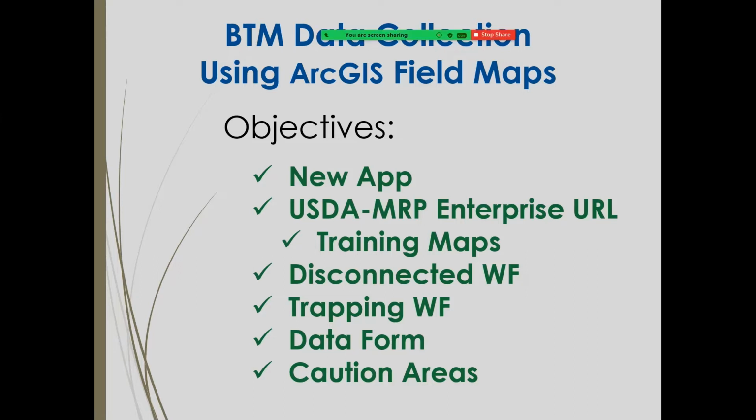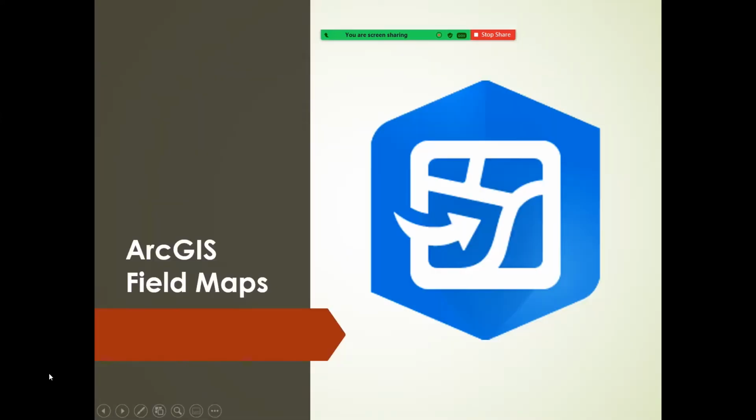We're going to talk about the disconnected workflow. If you're able to disconnect using an iPad, that is preferred, and we'll talk about the workflow a little bit. We're going to talk about just some basic trapping workflow and how that works in the data form within Field Maps. We'll look at the data form, and we're going to talk about some things to be especially cautious of. So that's a lot for today, but it's going to go pretty fast.